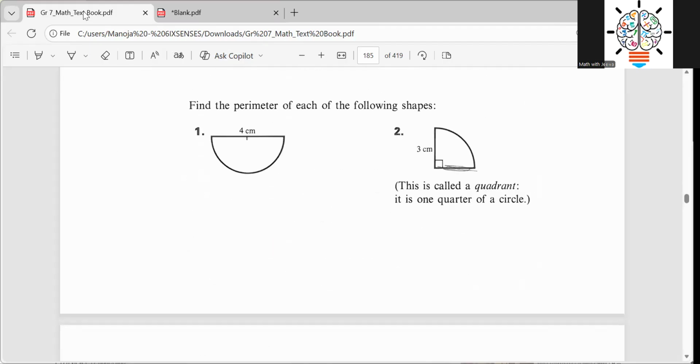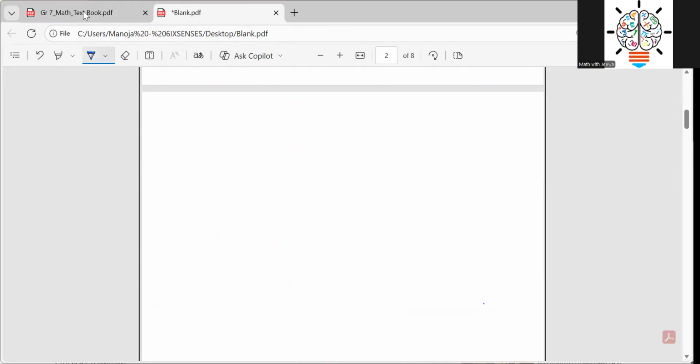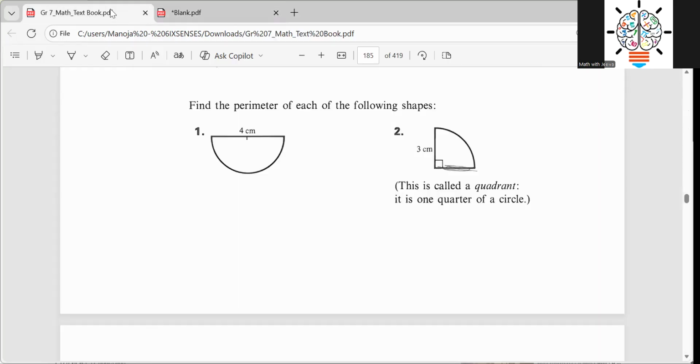Question number 2. You can see a quarter circle. We call this a quadrant. 1/4 of a circle, we call this a quadrant. Now I'm going to draw the quadrant here. Let's say we have the quadrant like this. So then these are the radius and you have the curve path like this, and always you should have 90 degrees.